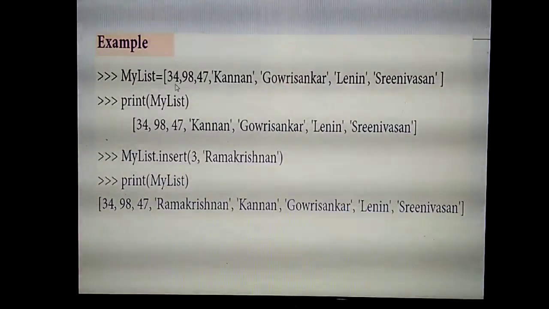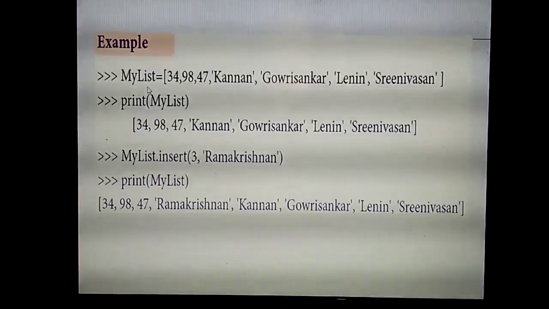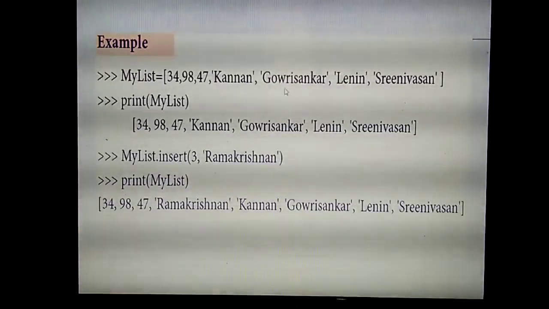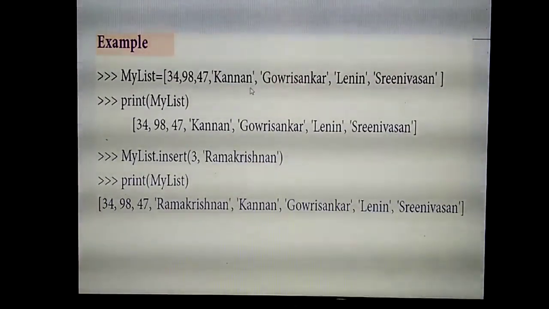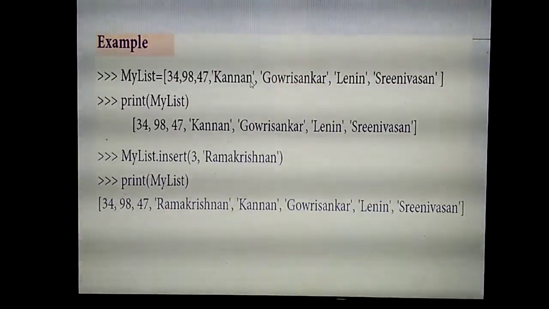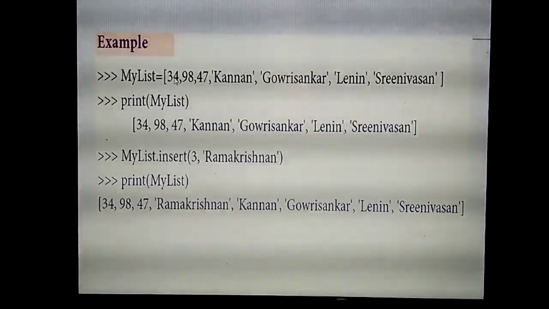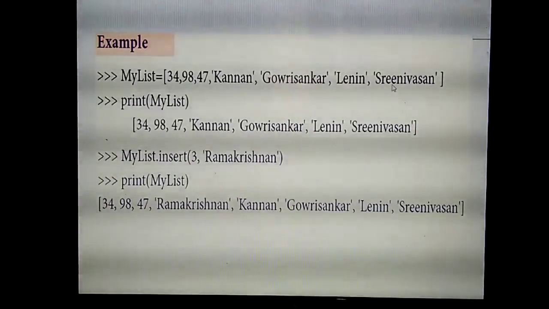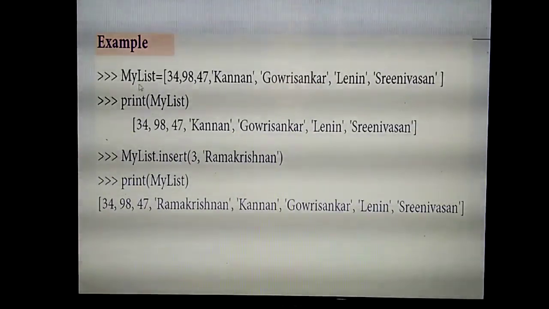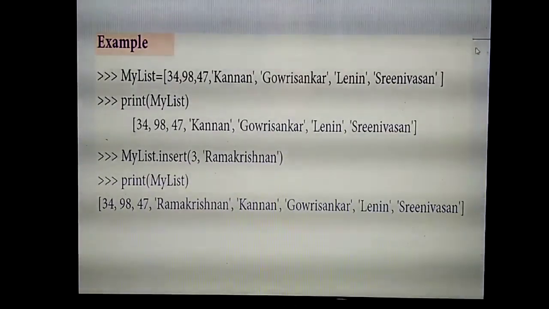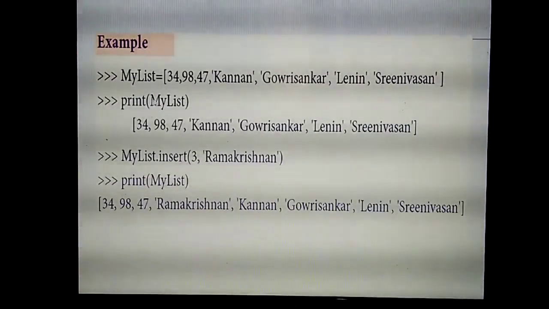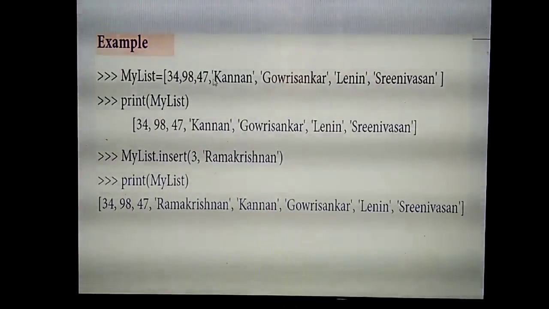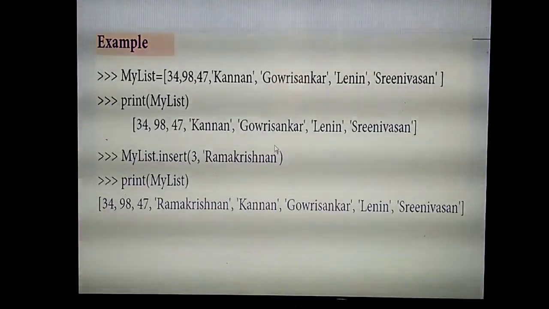Here they have given one list. What's the name of the list? My list. As we have already studied, in a list we can store any kind of data types. That means numbers, strings, any data type, float numbers also you can store. So here how many elements are there? See, 1, 2, 3, 4, 5, 6, 7. So totally 7 elements are there. Next they are going to print the list. The same list they are going to print. So what output will you get? The same output: 34, 98, 49, Kannan. The same list they have printed.